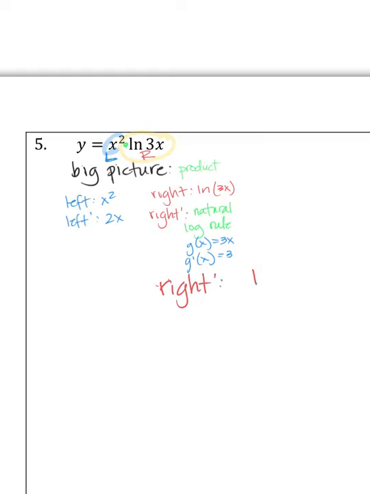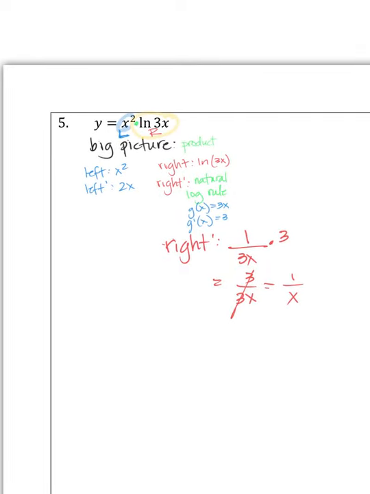So then we're going to write the derivative of the right using our natural log rule. We would have 1 over the g of x times the derivative of g of x, which is just 3. We clean this up. We're going to have 3 over 3x. Those 3's go to 1. We have 1 over x. So now we have the different pieces for the big picture of product rule, and we're going to put these together.